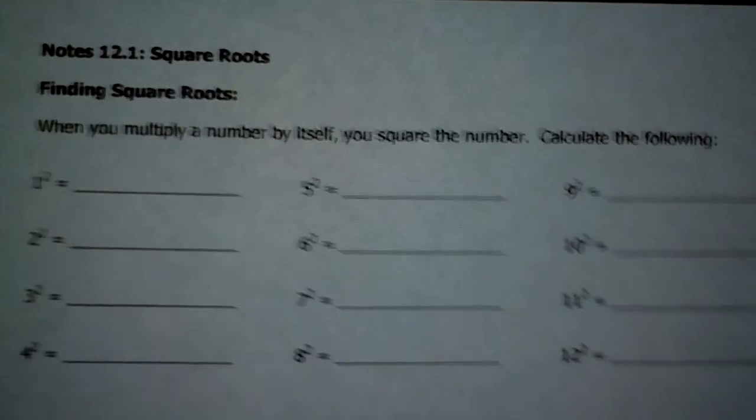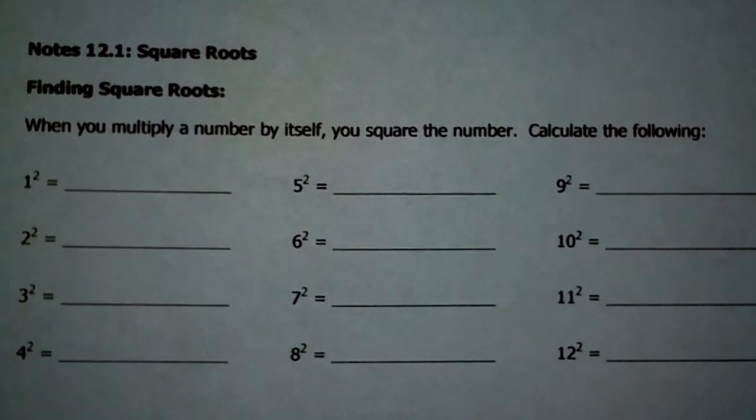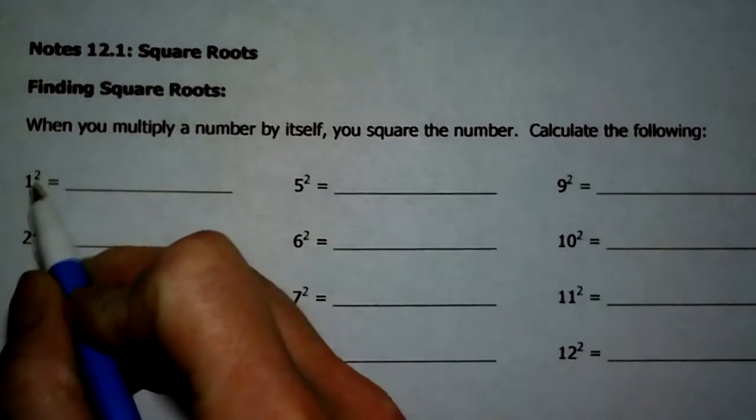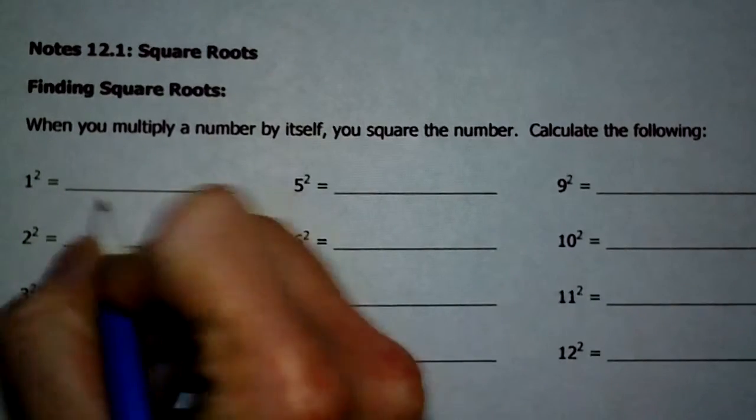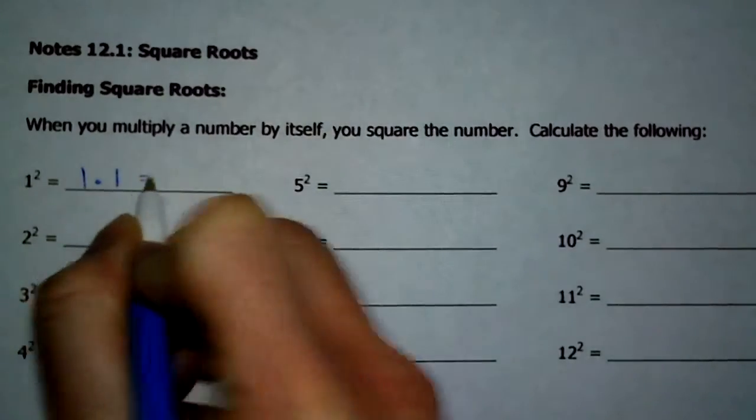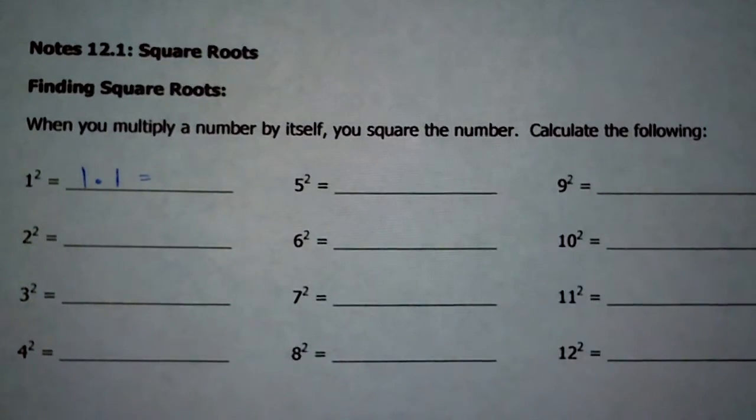And I have 1 squared through 12 squared here. Just a reminder, 1 squared does not mean 1 times 2. It means 1 times 1. Do you have to write that? Yes, you have to write that. So write 1 times 1, and it equals 1.